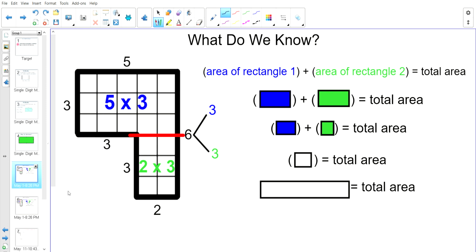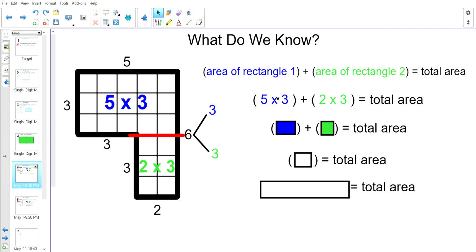Look at rectangle 1. The size of rectangle 1 is 5 by 3. Look at rectangle 2. The size of rectangle 2 is a 2 by 3. If I want to find the total area, I have to add the 5 by 3 rectangle plus the 2 by 3 rectangle to equal the total area.